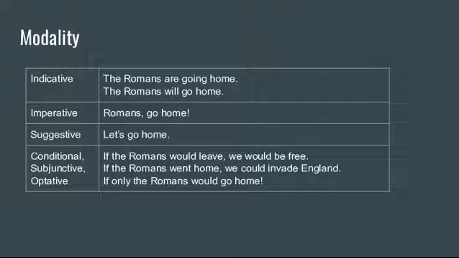There's also possibly optative. Ancient Greek had an optative for wishes, if only the Romans would go home. So, semantic or possible world modality is reflected in modal verb forms, modal verbs, and in verb mood, or things like indicative, imperative, conditional.